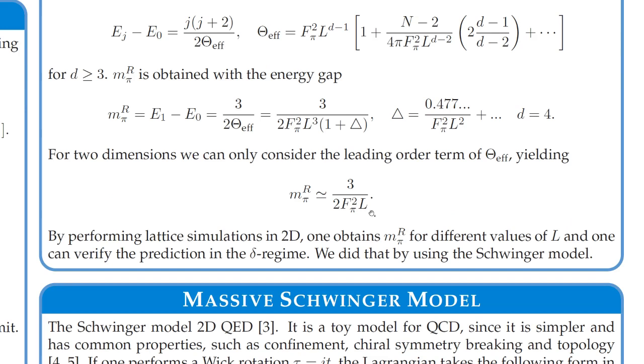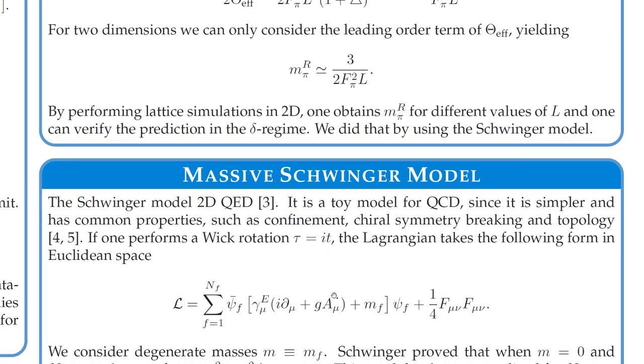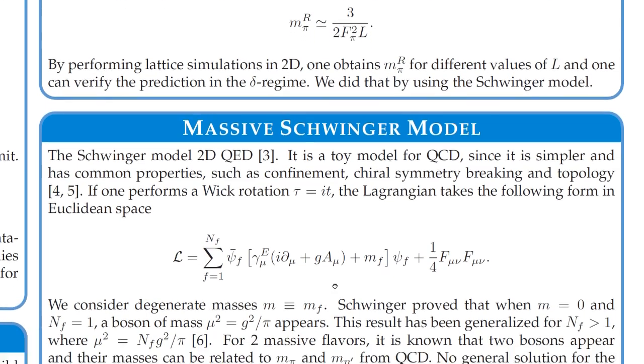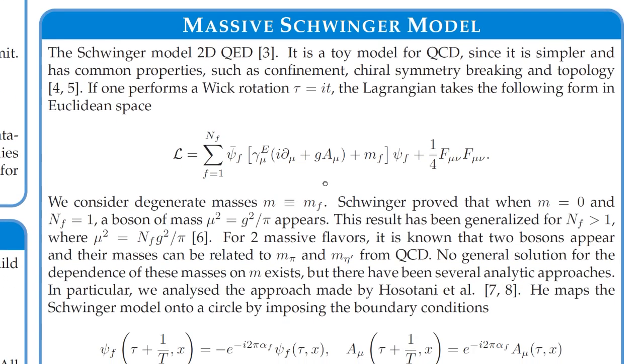So, if one measures the residual pion mass for several L by using lattice simulations in two dimensions, one can verify this relation and extract the value of the pion decay constant, which by the way in two dimensions is dimensionless. In principle one can perform QCD simulations in two dimensions, however that is often complicated, so it is useful to work with a simpler model to test these analytic predictions.